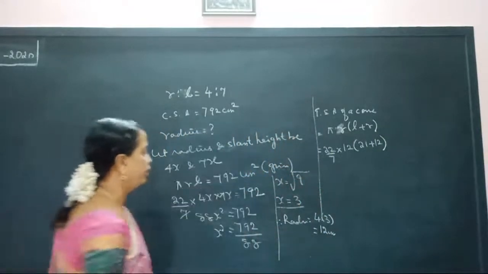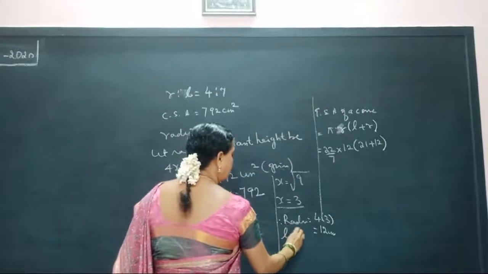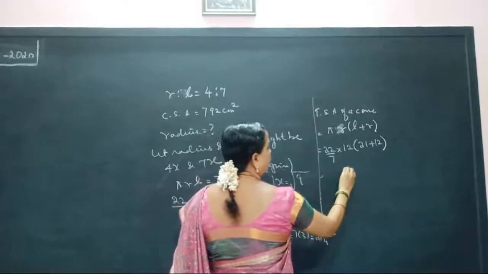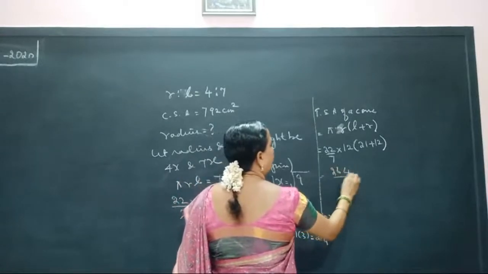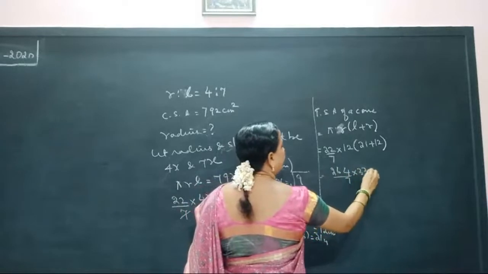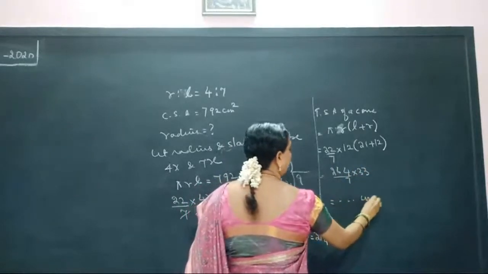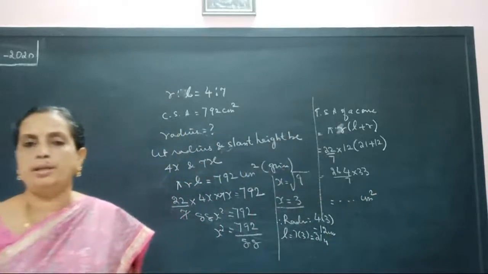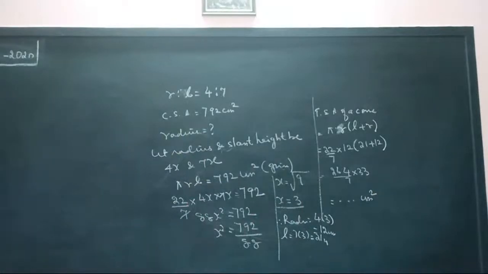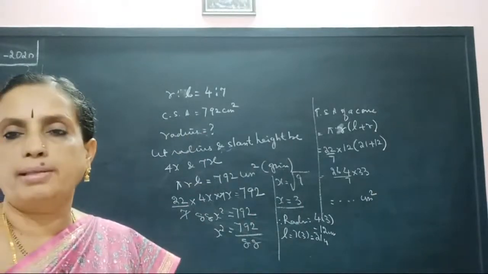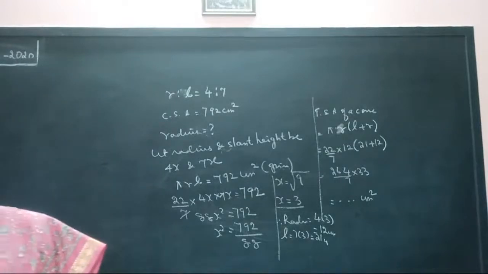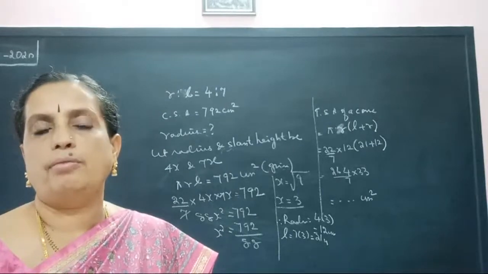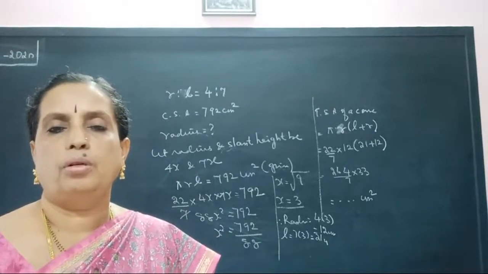7 threes are 21, L equals 7 into 3, 21. So now you will get 22 into 12 is 264 by 7 into 33. Do the product and divide it by 7 to get the total surface area of the cone. The questions are not in the order I did yesterday. Randomly I just took the questions relevant to the cone. Is this clear?